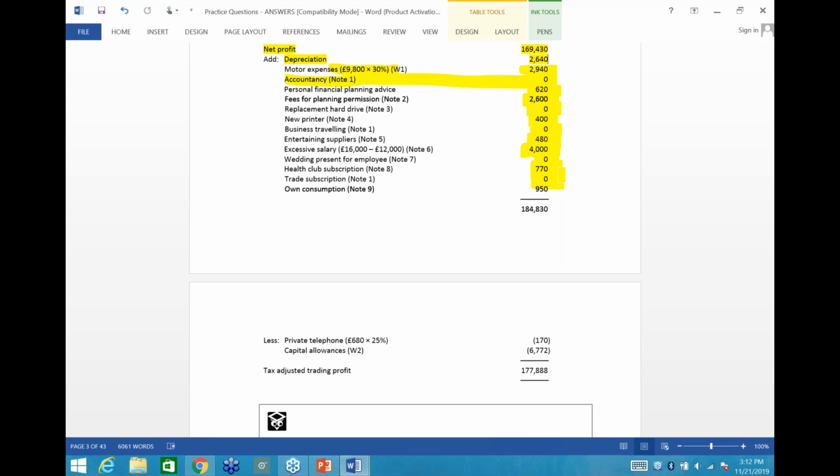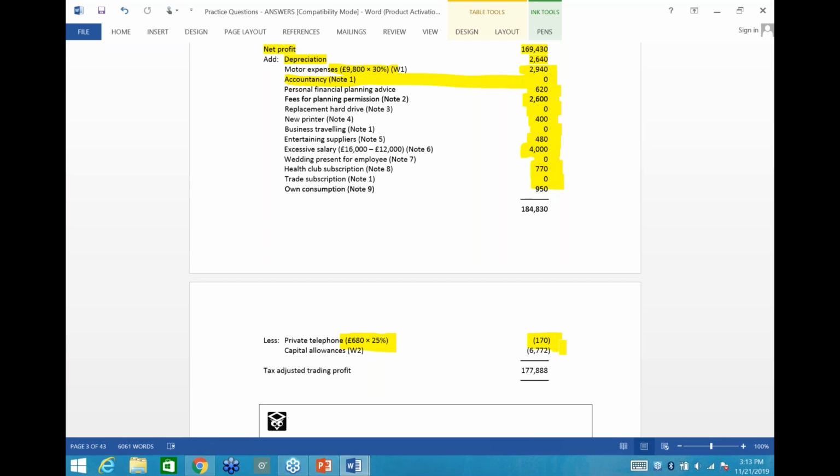So, if you have used your private telephone for the purpose of business, the percentage attributable to the business usage is an allowable expenditure. So you can see private telephone, the total cost is 680. From that, 25% is for business purposes. So that is an allowable expenditure. That gives you 170. You can deduct 170 from your trading income because it's for the purpose of business usage.